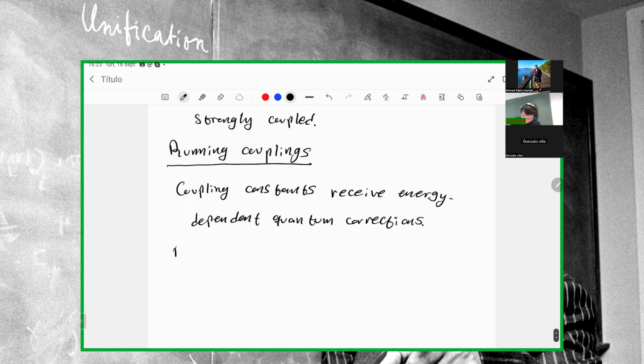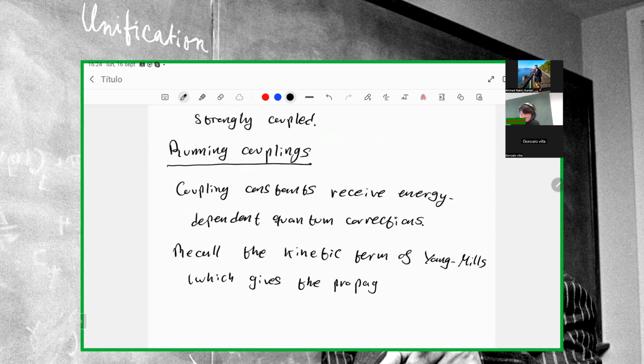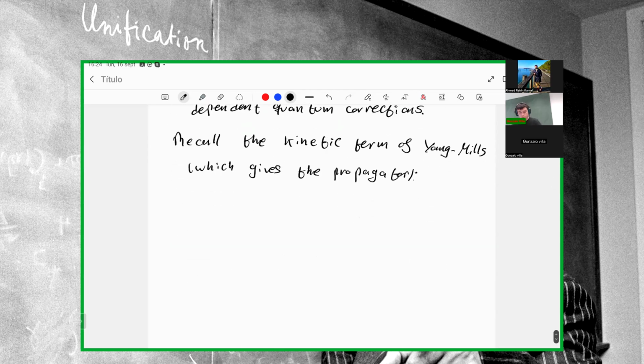To see this, recall the kinetic term of Yang-Mills, which gives the gauge propagator. It gives the propagator of the field. And I'm talking here in the language of the lecture of Nabil. So we have 1 over, let me call it g0 squared, F mu nu, with that trace and so on. Okay, and we could understand this propagator as the exchange of a photon from one point to the other one.